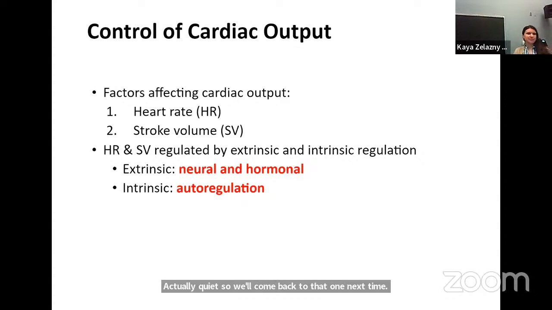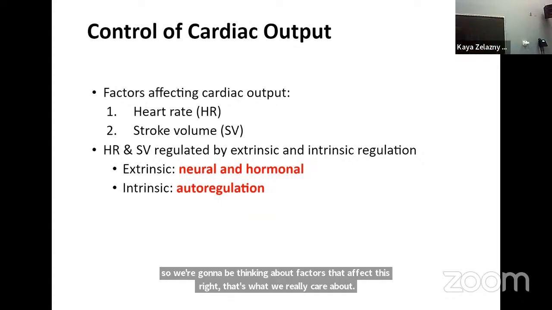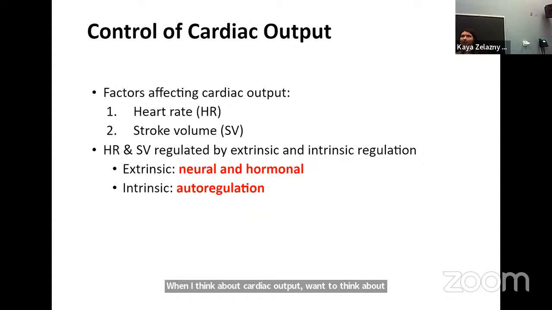output. Okay, so we're going to be thinking about factors that affect this, right? That's what we really care about when we think about cardiac output. We want to think about how can we have more blood go out to the tissue, or what is causing not enough blood to get to the tissue if we're thinking about diagnosing some kind of pathology. So when we're thinking about cardiac output, we're going to think about the heart rate, so how fast your heartbeat is. Because if you have more heartbeats, there are more opportunities to get blood out of the heart.